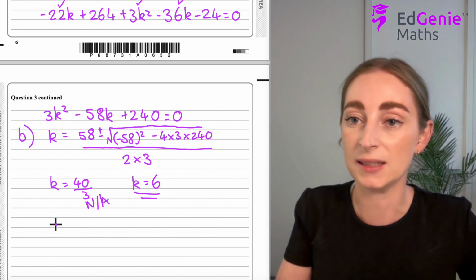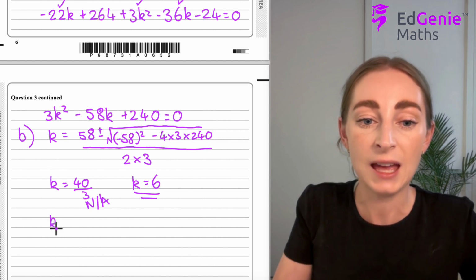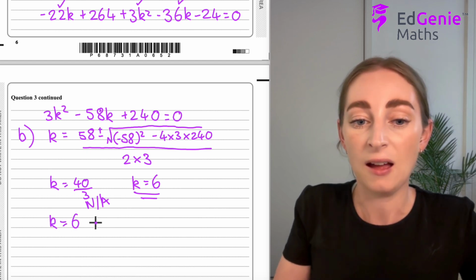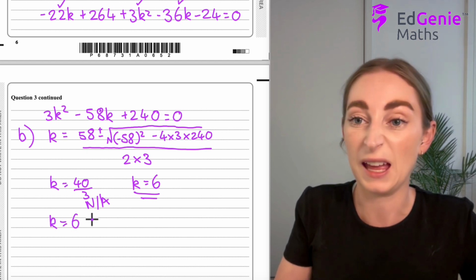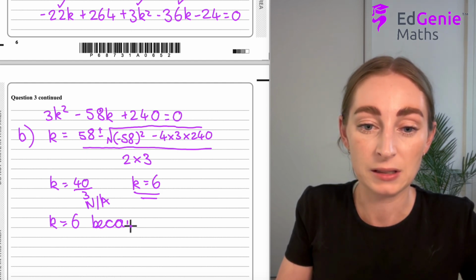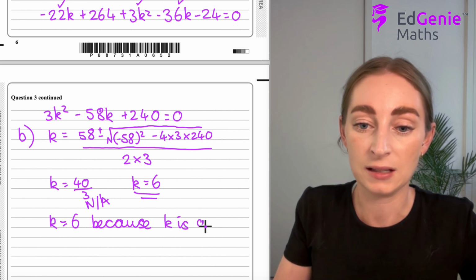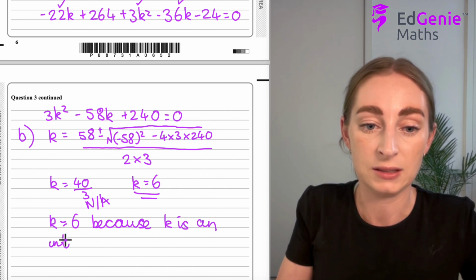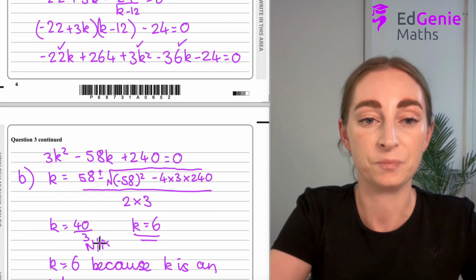And I'm just going to make a statement there. I'm just going to say k equals 6 because k is an integer, anything like that. There we go.